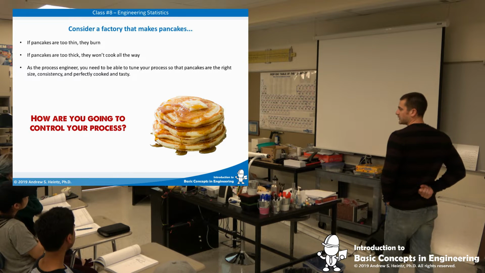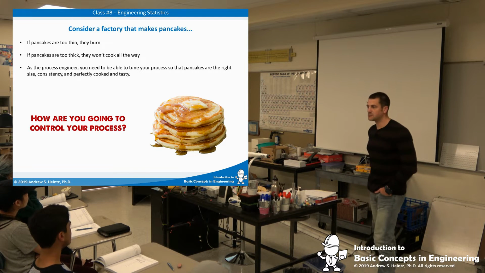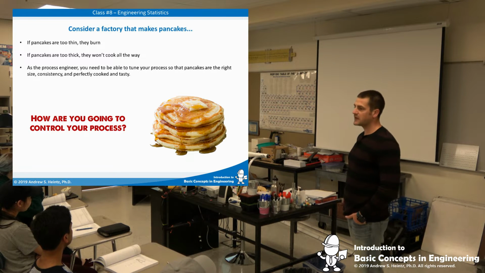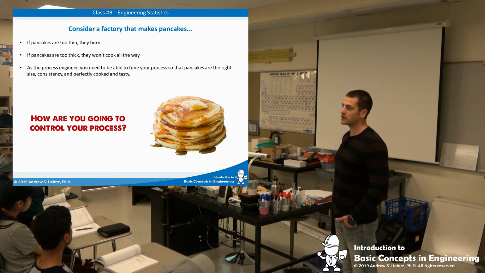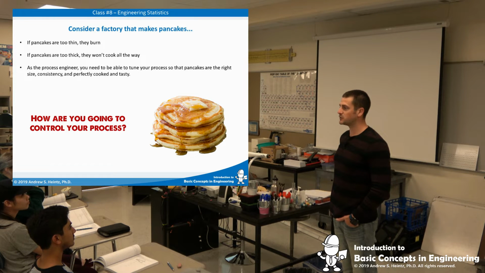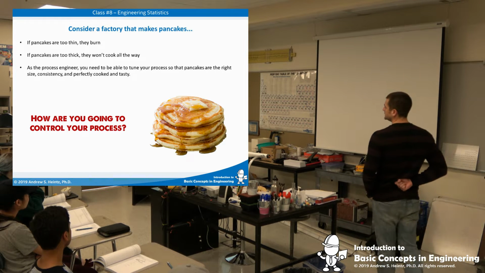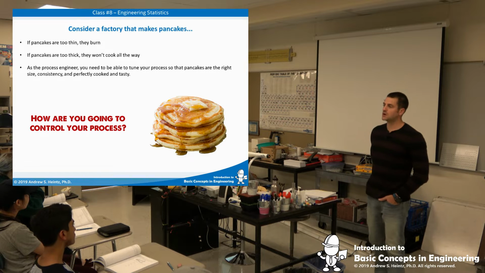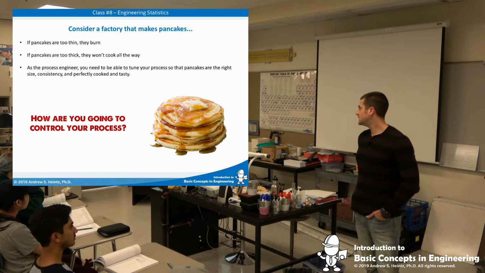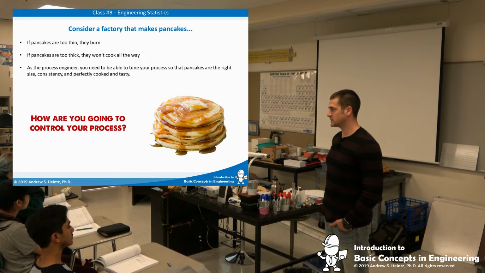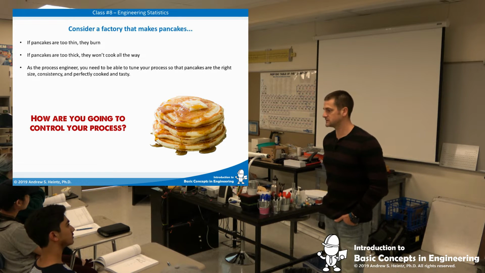If our pancakes are too thin, we have a problem: they burn. If our pancakes are too thick, they won't cook all the way, and then Dustin gets pancakes with cold batter in the middle, and he wants a refund, and we have to give him his money back. So as a process engineer, you need to be able to tune our pancake process such that the pancakes are the right size, consistency, and just perfectly delicious.